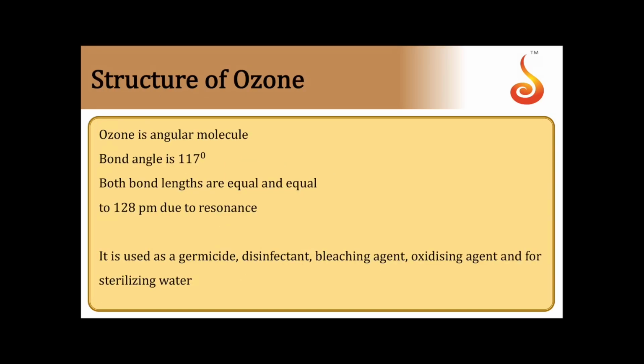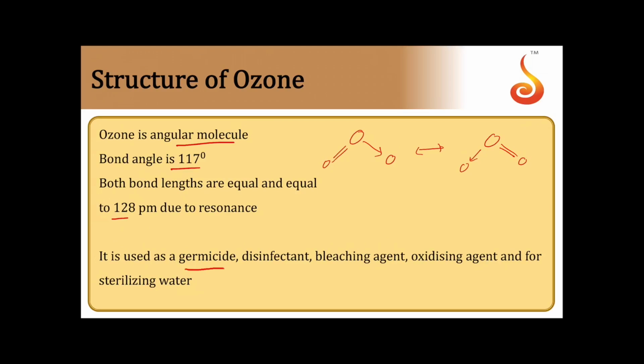Coming towards the structure, the molecule is angular, and the bond angle is 117 degrees. Bond lengths are equal because of the resonating structures. We can draw the structures like this: one of the oxygen bonds is a coordinate bond, and in the other structure it is the other way round, with the coordinate bond here and the double bond there. Because of resonance, both bond lengths are equal, 1.28 angstrom units, and the bond angle is 117 degrees.